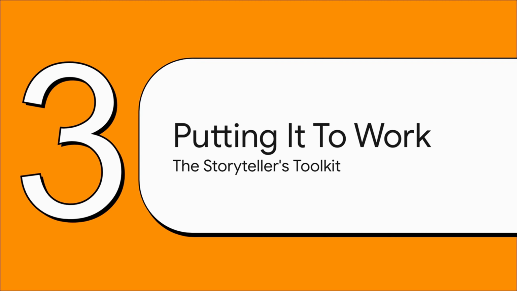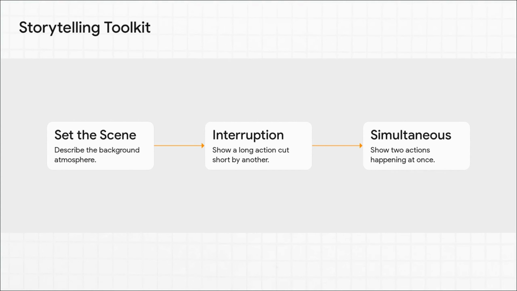Think of this as your storyteller's toolkit. This tense is kind of like a Swiss Army knife for storytellers. It's got three main functions. You can use it to paint the background of a scene, create some real drama with a sudden interruption, or even show two parallel stories happening at the same time. Let's take a quick look at each one.